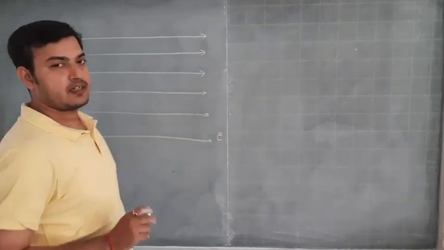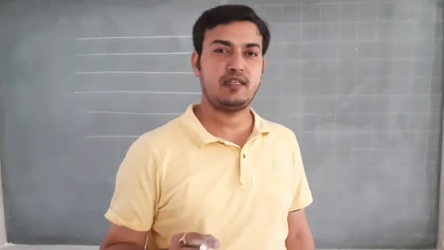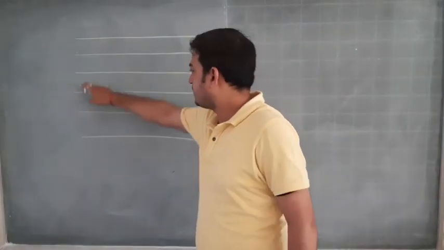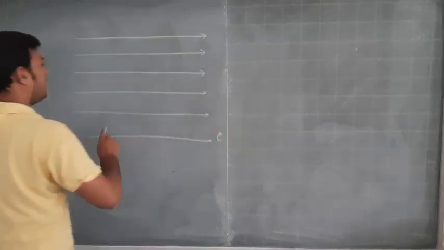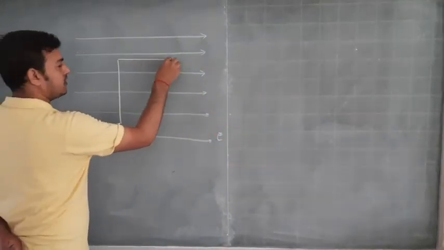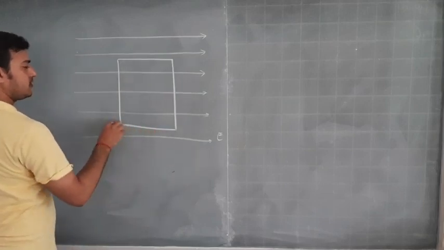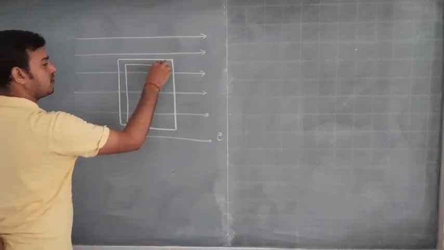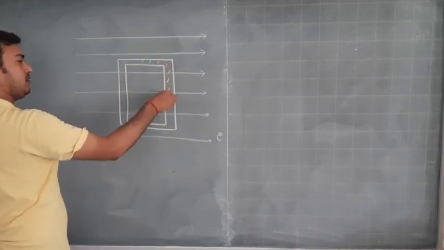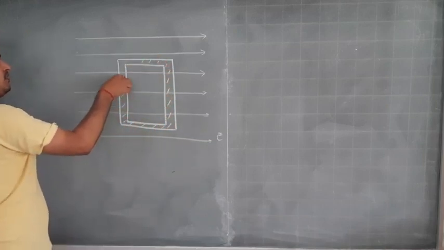The magnitude of electric field is E. It means the magnitude of field is E everywhere in this area. Now what I need to do is I am going to place a conducting shell of rectangular shape inside this electric field.